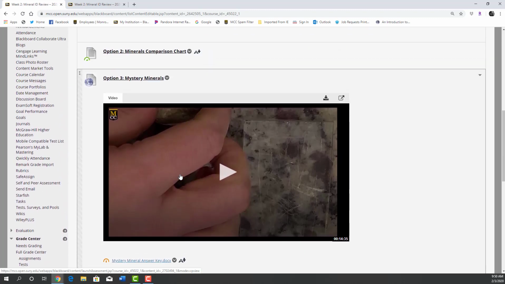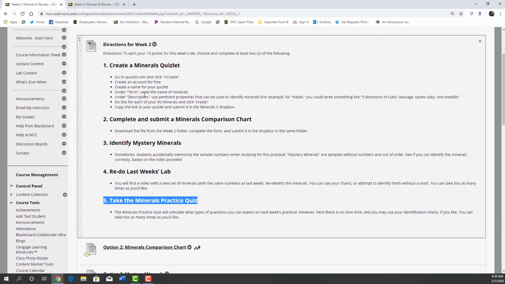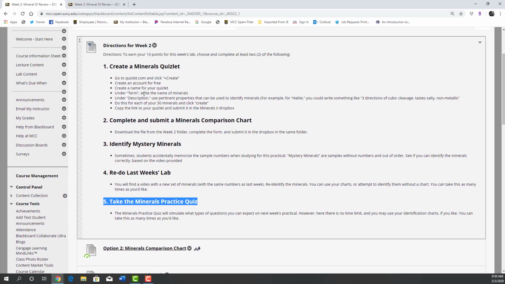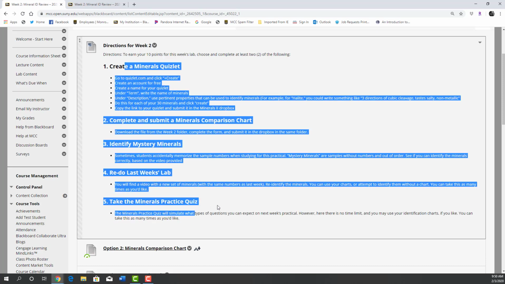So option 5 is also really useful, and that's to take a practice minerals quiz. So basically this will simulate what next week's questions might be like. There are 9 questions. They have samples that are embedded right within each question, and you'll get a chance to see what sort of questions you can expect on your practical. You can take it as many times as you want. If there are additional resources that you think might be helpful, shoot me an email. These are 5 things that we do in our face-to-face classroom, so I wanted to give you that option.